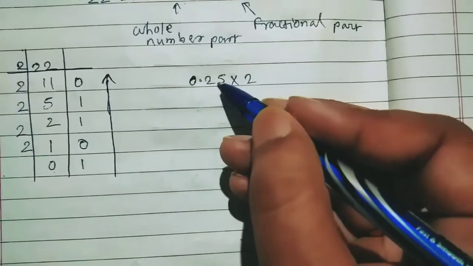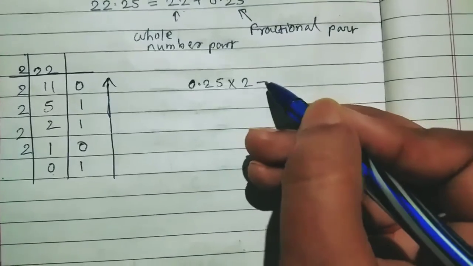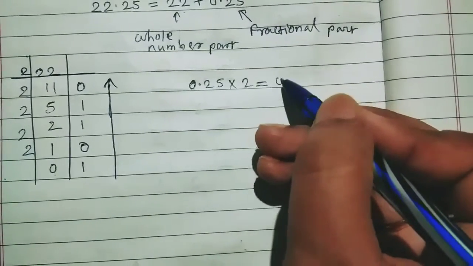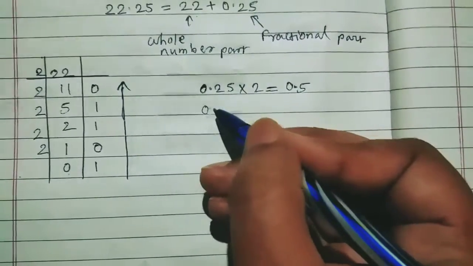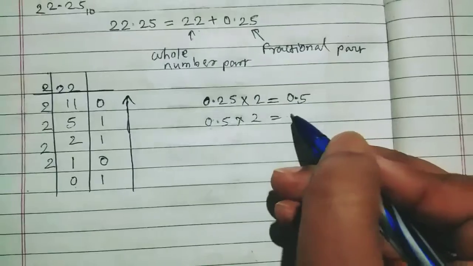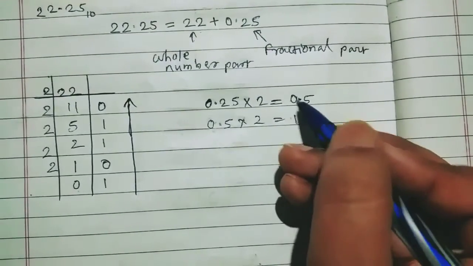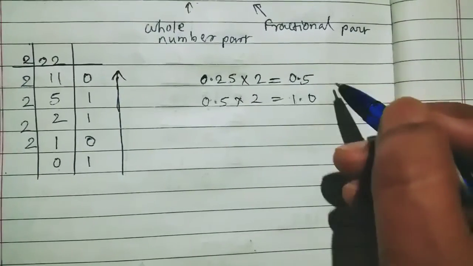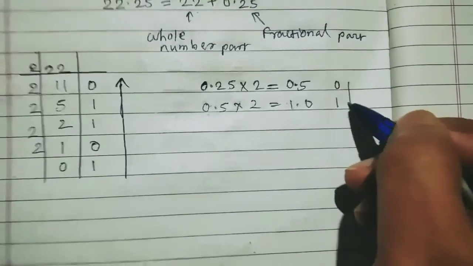Now we'll convert the fractional part. You multiply this fractional part 0.25 by 2. 0.25 times 2 will be 0.5. Now multiply this 0.5 again by 2, and it is 1.0. Now the part before the decimal point you take as the binary digit. So this part is 0 and 1. You go like this.